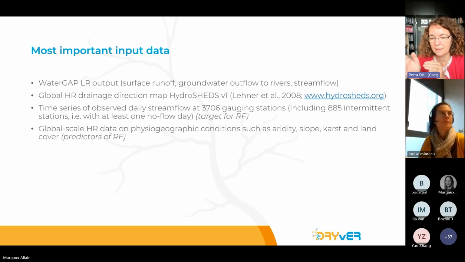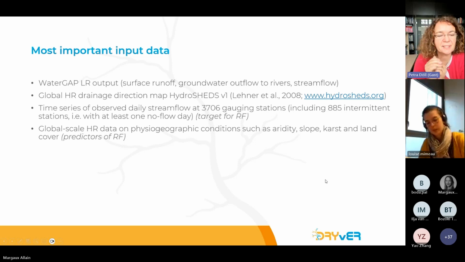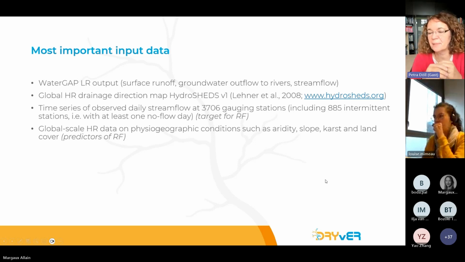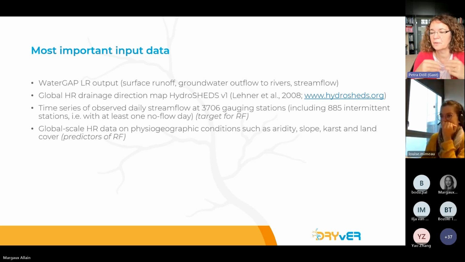And there was a previous effort to also find intermittent stations. Generally, intermittent stations, so stations where the water doesn't flow every single day, are not so many, because these are not the focus of, let's say, water resources and water supply. So we found also these 885 intermittent stations.